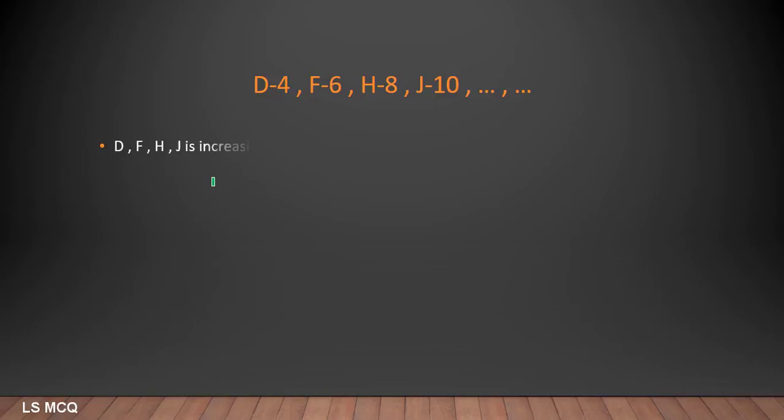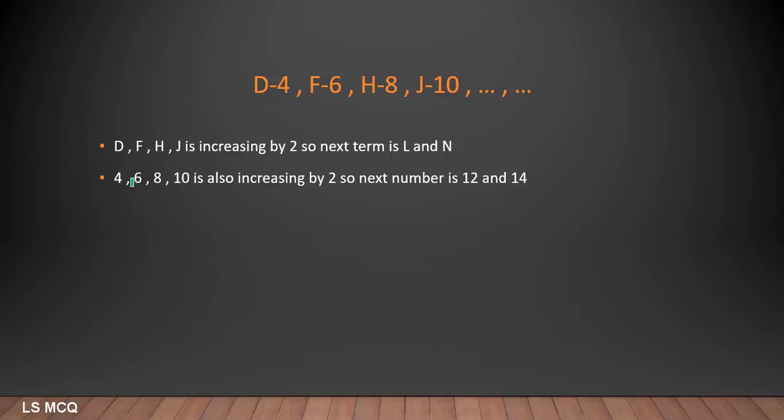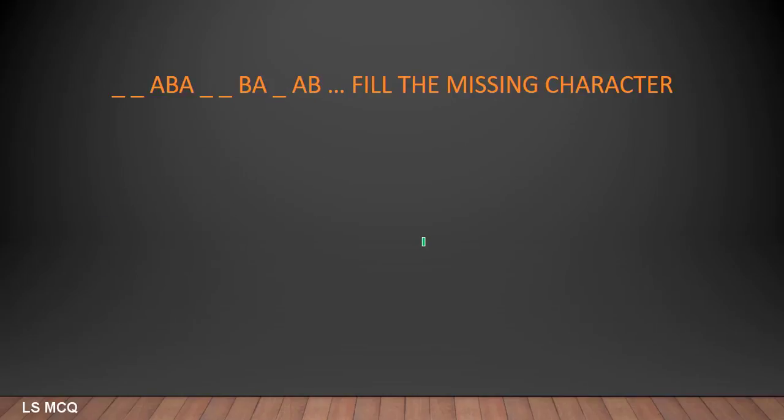It's D4, F6, H8, J10. So if you break this series, D, F, H and J, these characters are increasing by 2. So next terms are L and N. I hope this was clear. And 4, 6, 8, 10, it's relatively easy. You already noticed that these numbers are increasing by 2. So the next numbers will be 12 and 14. So the next two terms are L12 and N14.